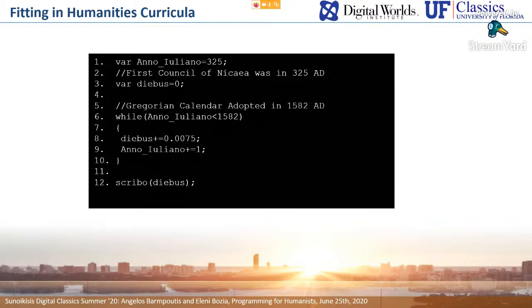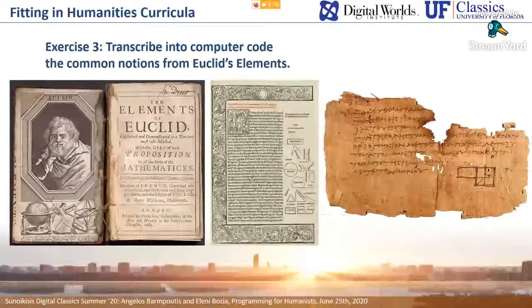A loop is a concept where a particular piece of code is repeated for a number of steps until a test, a condition, is satisfied. In this particular case, until we get to the year 1582, when the Gregorian calendar was adopted. Now, the third exercise, the third example, fits perfectly as we deal with Euclid's geometry.